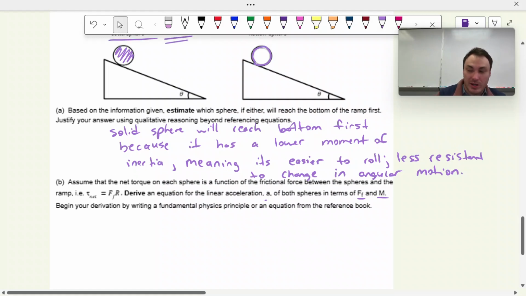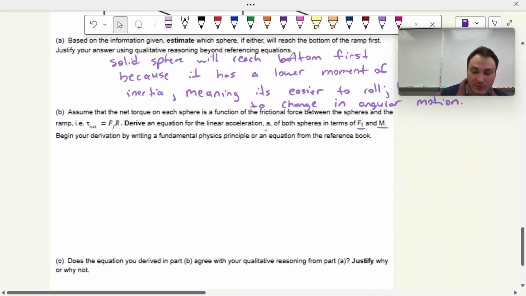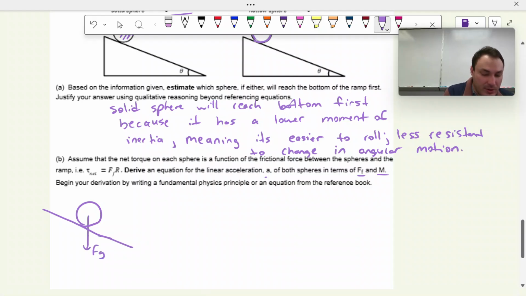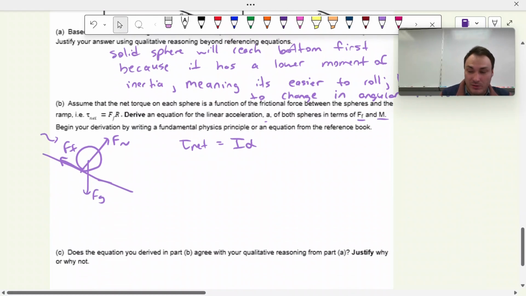Okay, so let's do a free body diagram here. For each of these scenarios, we have something that looks like this. There's our ramp. We have a force of gravity pointed down. We have a normal force from the plane. And then we have a force of friction going up the ramp. What's going to cause the torque is this force of friction. So let's set up Newton's second law in rotational form. I'm going to do the solid sphere first.